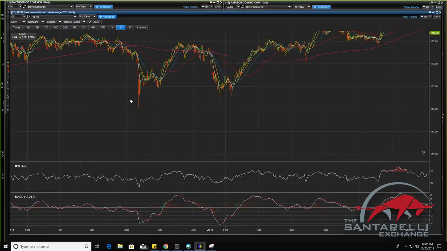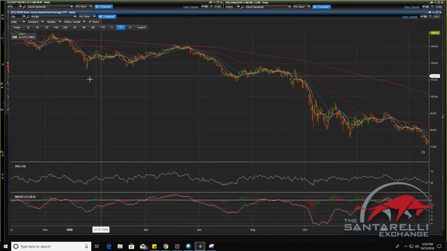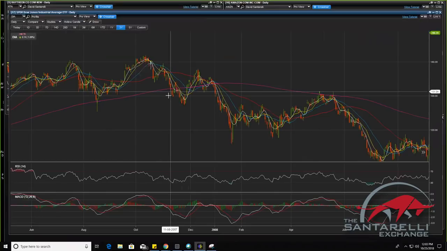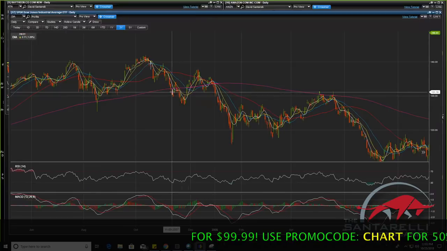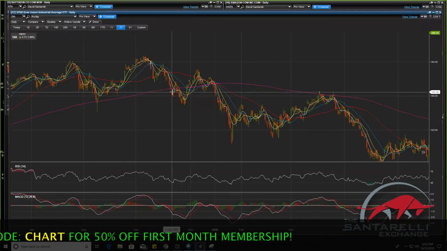Now let's go back a little bit further. I want to show you guys something important. Let me go back. Notice up here, this is back before the financial collapse. We're at this point right now. See where we're at right now, where we're just below? This is back in November of 2007. This was 11 years ago.